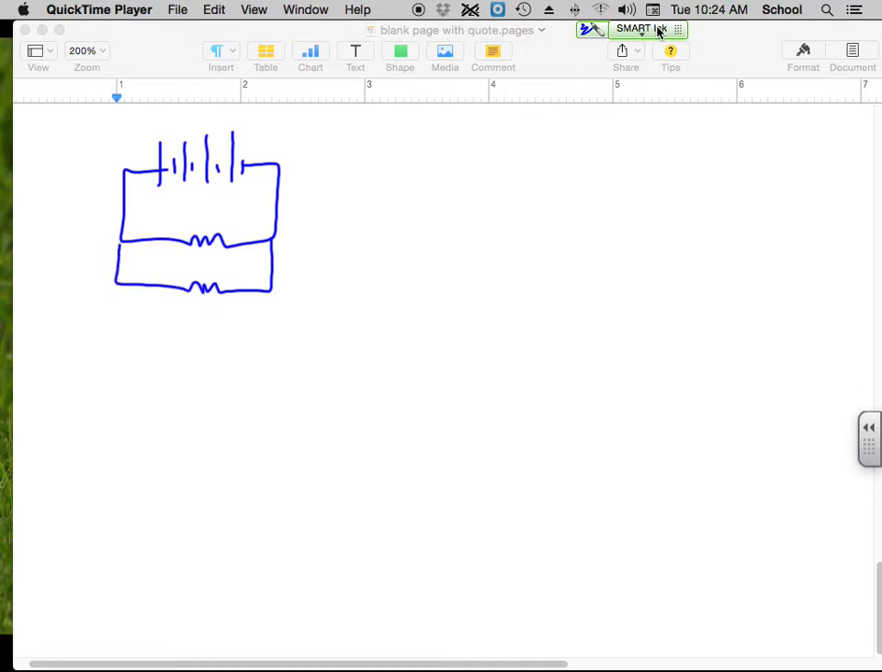This is how we would draw it if this was a 10 and this was a 20 ohm resistor, and this is 12 volts. Say we have 10 and 20 ohms that are hooked up like this. If I just tell you in words that they are hooked up in parallel, you would draw it this way. If I say that they're hooked up in series, how would you draw it? Together, in a little rectangle.